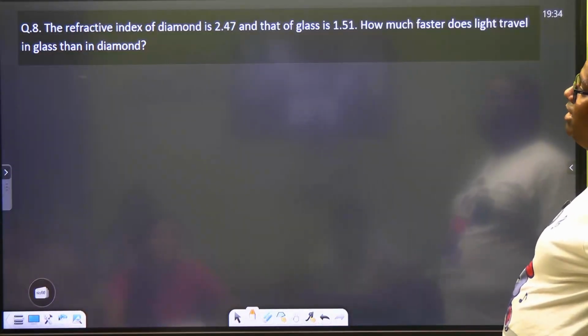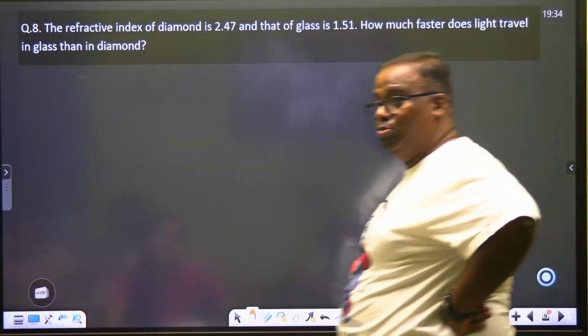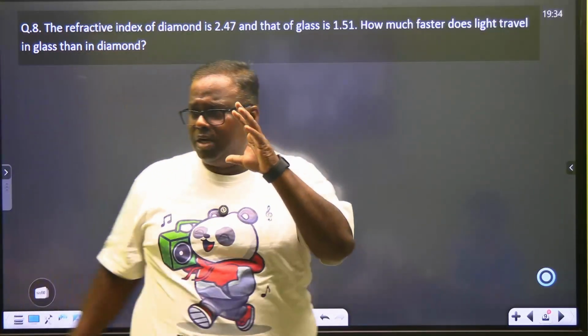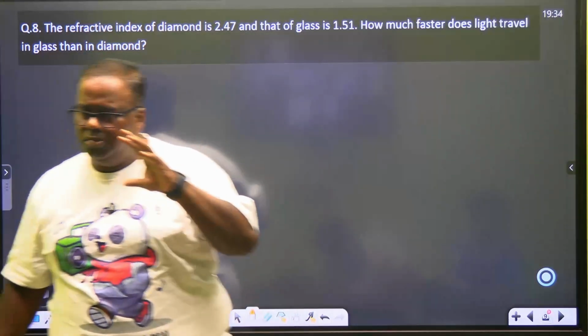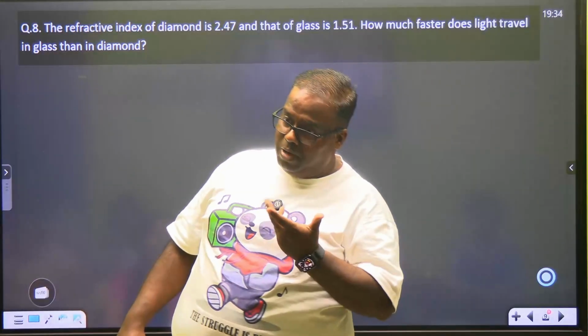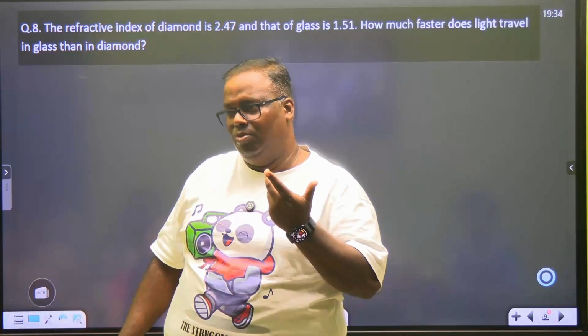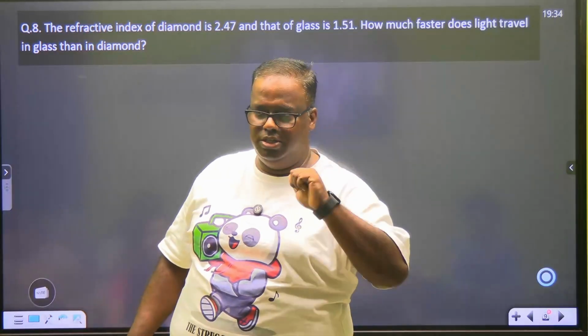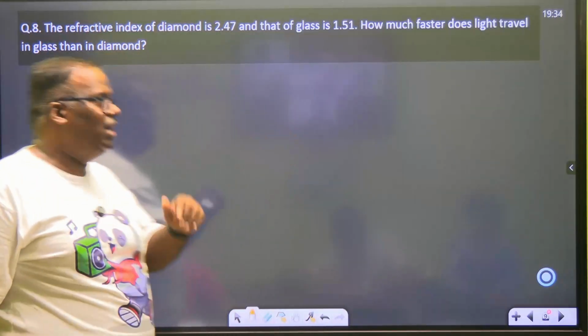The refractive index of diamond is 2.47. Diamond is supposed to have a very high refractive index, so much that it bends light in such a manner that light cannot get out. We'll study about that, though it is not in your syllabus, but we'll cover it. Something called total internal reflection. Next I'll teach that only.